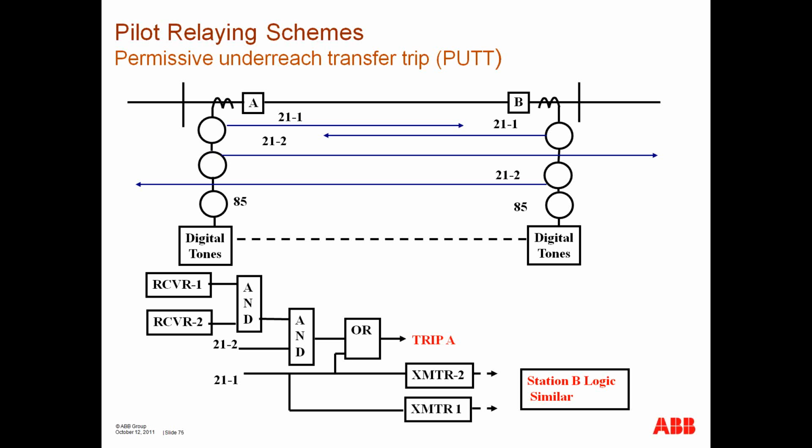Then you have permissive underreaching transfer trip. Again, you do the signal based on an underreaching element. So my zone 1 senses the fault. It sends permission to this end, but at this end I have an overreaching element. If it is operated, then it will allow me to trip, just in case that fault is down here and the zone 1 from this end can't see it. It's looking back with an overreaching element.